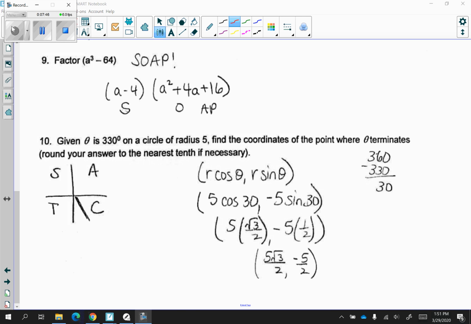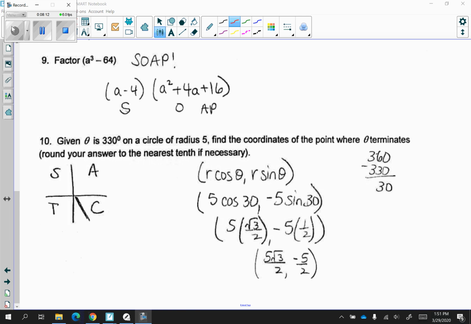And finally, with number 10, given theta is 330 degrees on a circle of radius 5, find the coordinates of the point where theta terminates. Round your answer to the nearest tenth if necessary. So I have 330 degrees. I don't want to deal with that. I like to deal with the reference angle because remember, we know 30, 45, and 60 when it comes to sine, cosine, and tangent. So 360 minus 330 gives me 30 degrees.